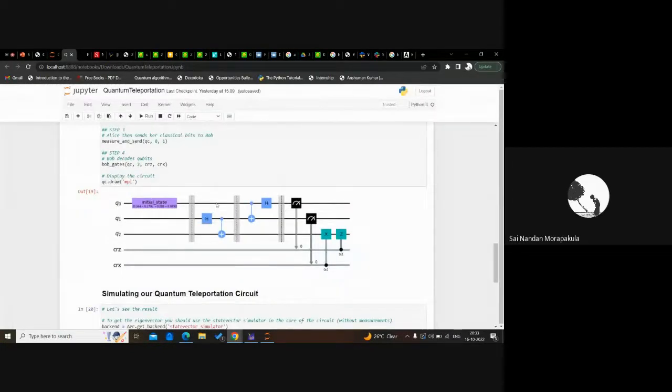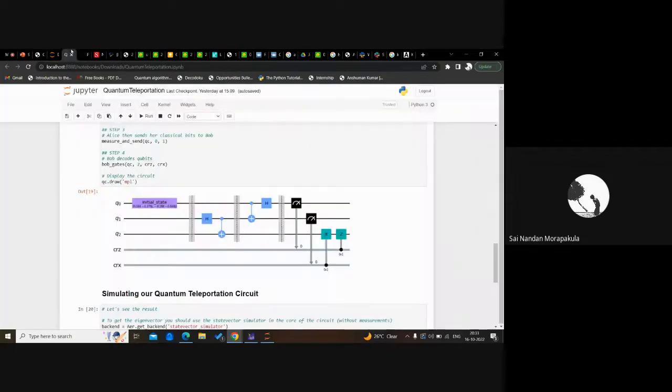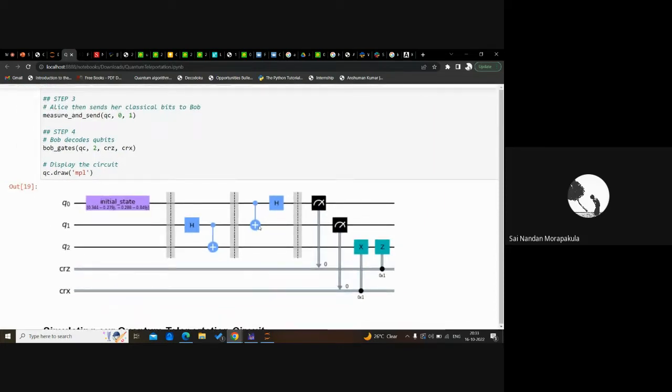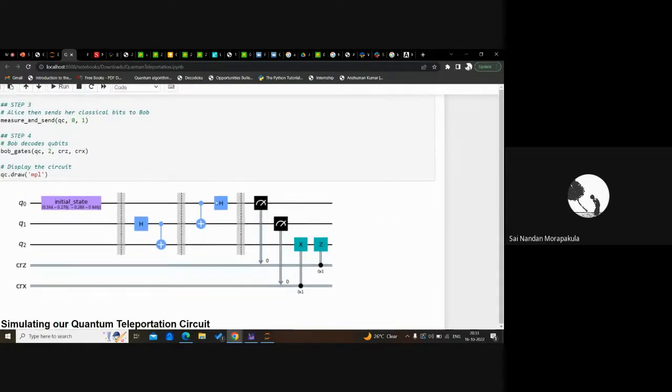The second step is, we apply a C naught gate on Alice's 2 qubits, followed by a Hadamard gate on Q0. So we create a C naught gate as suggested by the quantum protocol, and then we apply a Hadamard gate on Q0. Then we measure Q0 and Q1, the qubits that Alice has, and put them into the classical bits. We send the information to the classical bits.